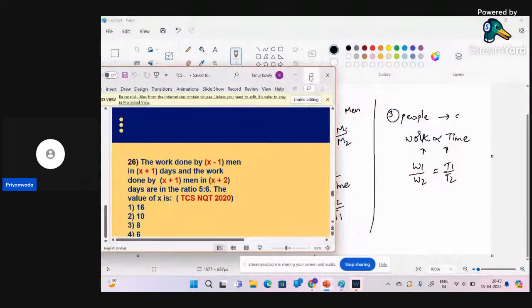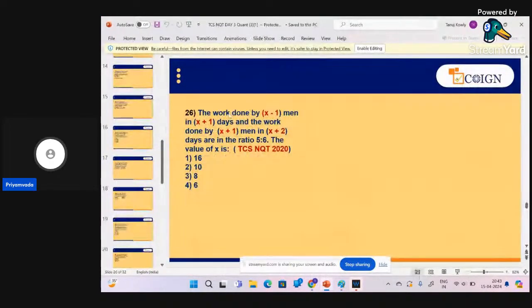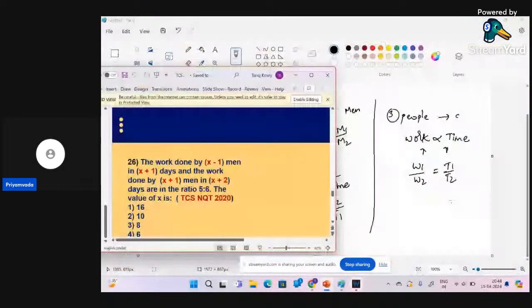In this question, what is given? The work done by x minus 1 men in x plus 1 days and the work done by x plus 1 men in x plus 2 days are in the ratio. For this, we'll be using one more formula as well.